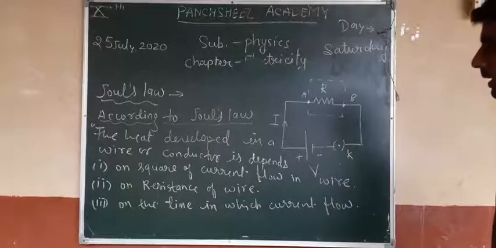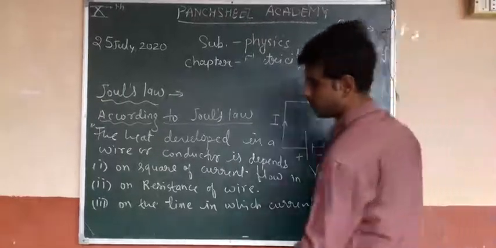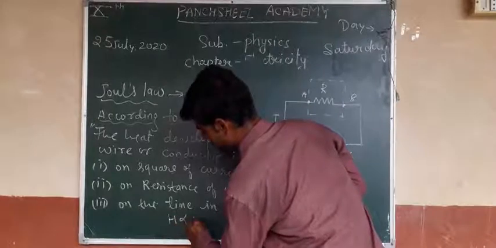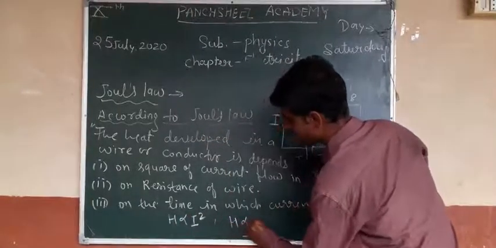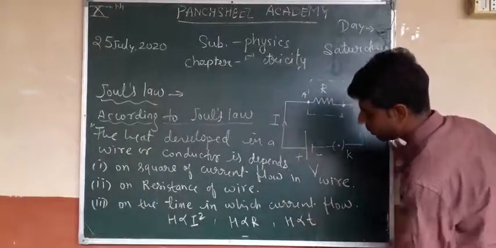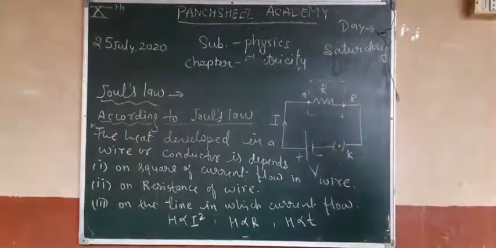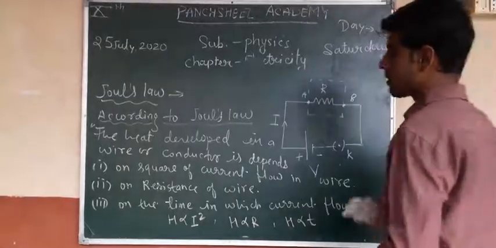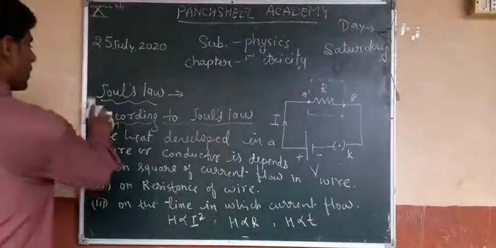So if I write these three sentences in mathematical form, first is H is directly proportional to I square, H is directly proportional to R, and H is directly proportional to T. If I combine these three mathematical statements, then we will get a formula.